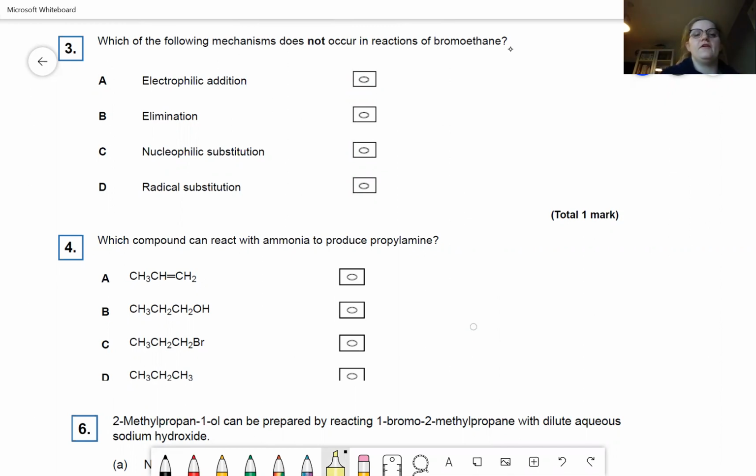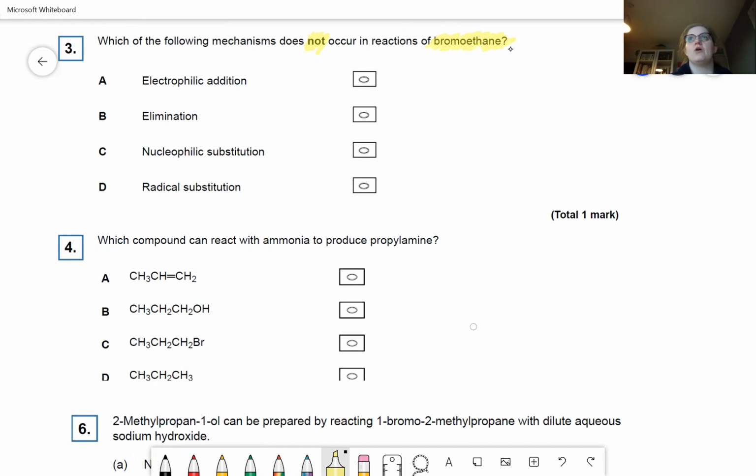So, for example, this one: which of the following mechanisms does not, and again, that's a really important word there, not occur in reactions of bromoethane? Really important that we notice the not, and it's bromoethane. I've just picked out questions on halogenoalkanes. In an exam, you're going to have a mixture of all sorts of different topics. So you'll be like, okay, organic chemistry, you need to know that bromoethane is a halogenoalkane.